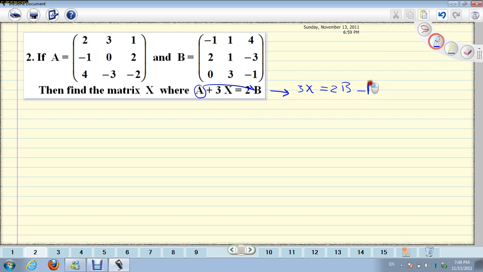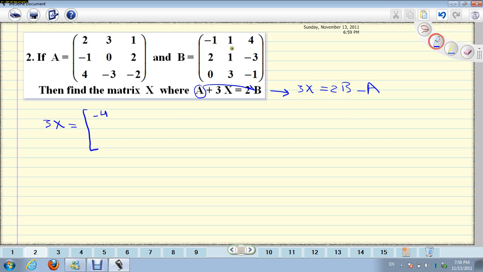2B minus A. And when I do this operation, I'm gonna divide each element of the result by 3, so to get matrix X. Okay, so 3X equals 2B. I'm gonna multiply each number in B by 2, then subtract A from the result. So okay, I can do it in one step. 2B, so 2 times negative 1, it's negative 2, negative 2 minus 2, the answer is negative 4. You see, I can do it in one step.